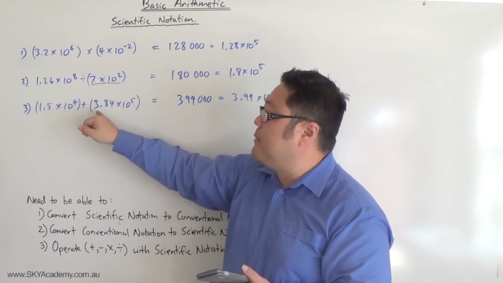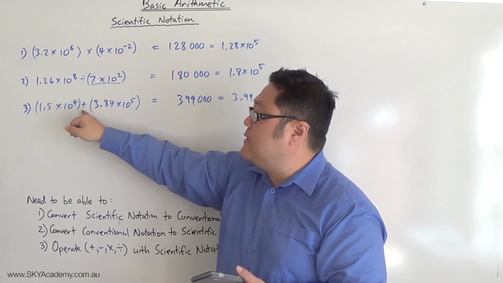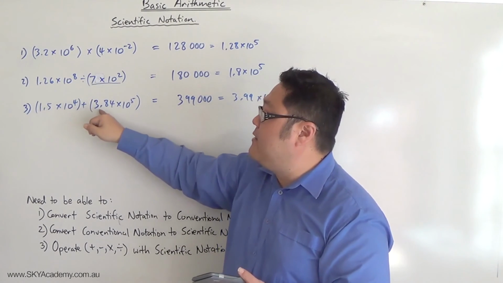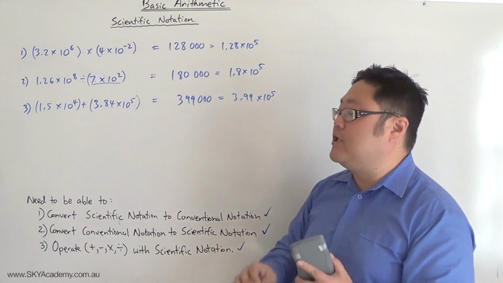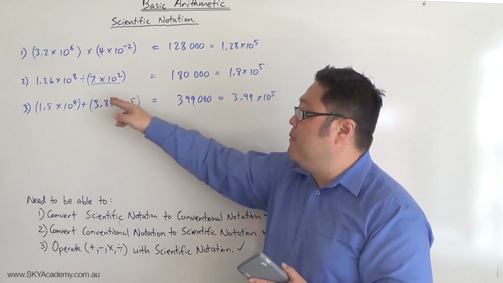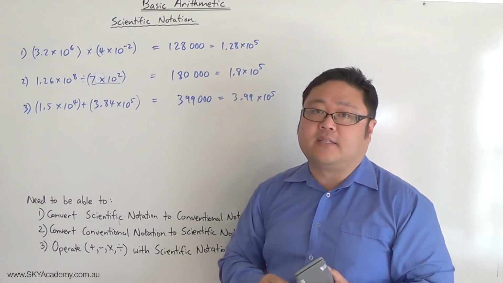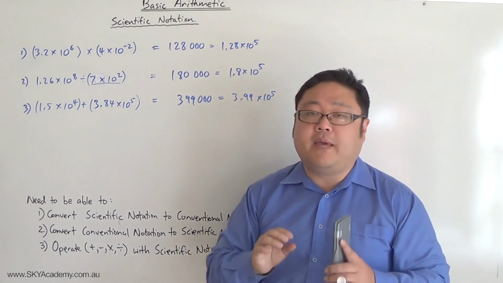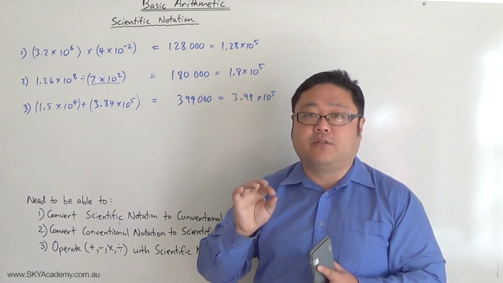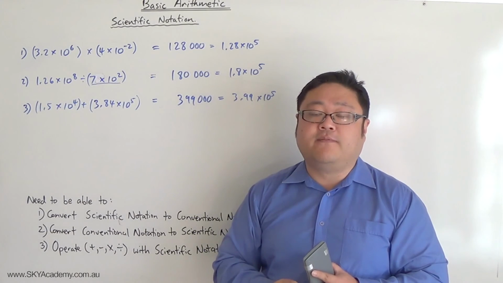And the same thing with the plus. When you're adding this number, you've got to make sure that that number in scientific notation is in brackets. Okay. Well, that should be enough for you to be able to do scientific notation and to be able to do all the different types of questions involved with it.